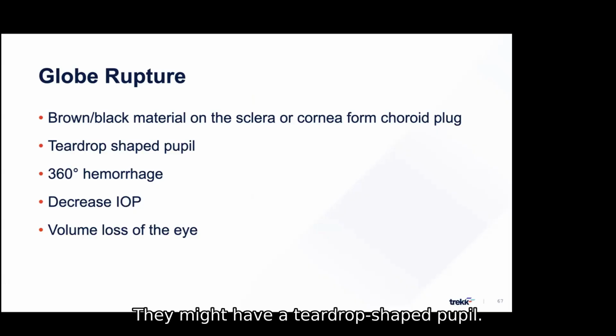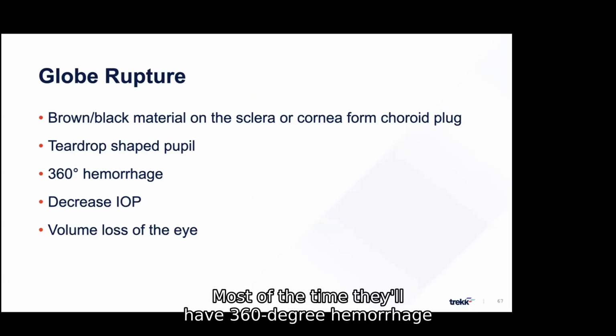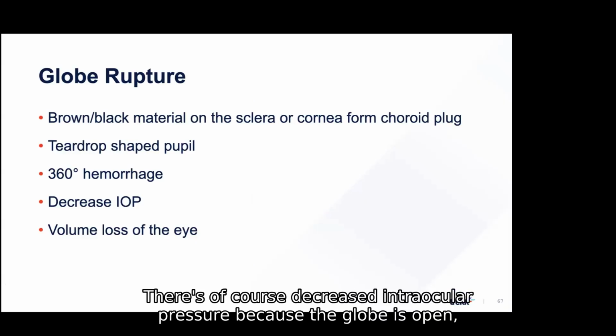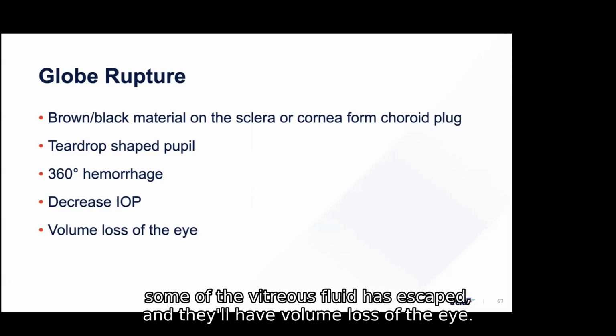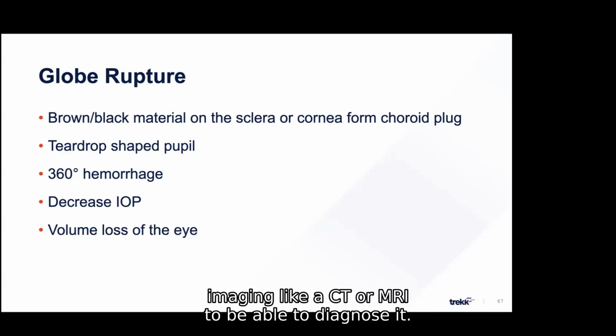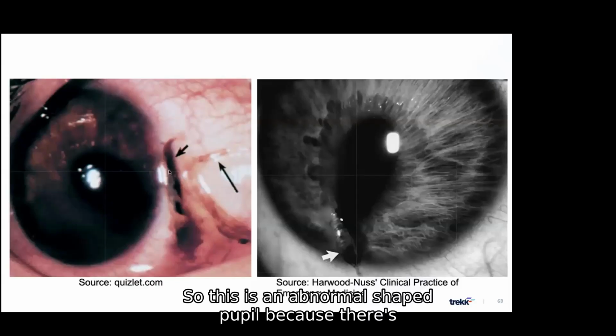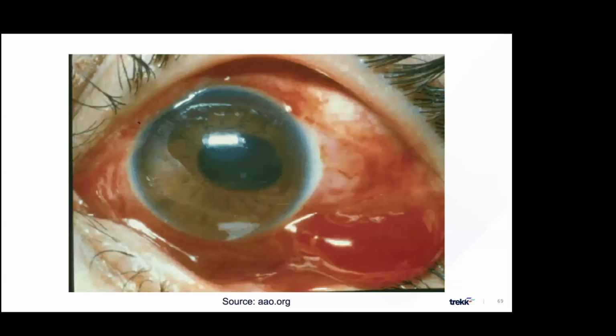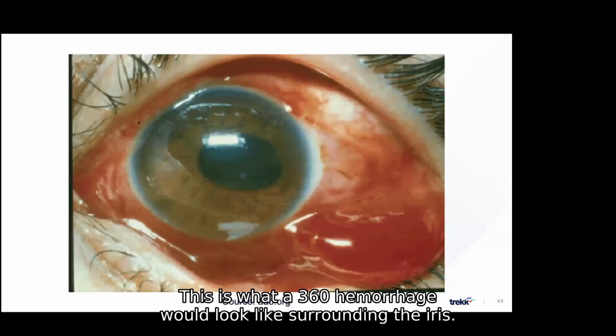They might have a teardrop-shaped pupil. Most of the time, they'll have 360-degree hemorrhage around the iris. There's of course decreased intraocular pressure because the globe is open. Some of the vitreous fluid has escaped, and they'll have volume loss of the eye. Sometimes, if you're not sure, you might want to do further imaging like a CT or MRI to diagnose it. This is an abnormally shaped pupil because there's a perforation right there. This is what a 360 hemorrhage would look like surrounding the iris.